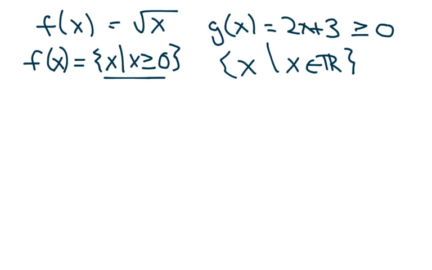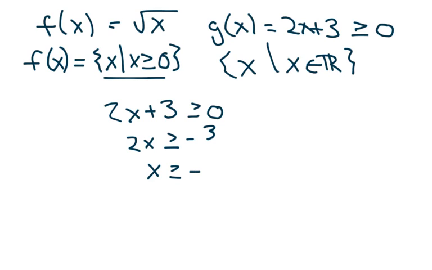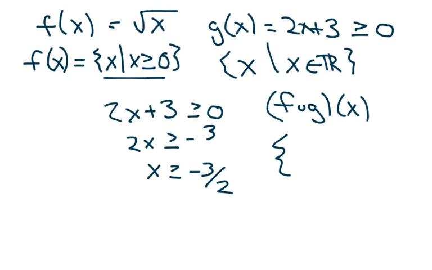So what we're going to do is solve 2x plus 3 is greater than or equal to 0. So 2x is greater than or equal to negative 3. So x is bigger than or equal to negative 3 over 2. So that means that our domain for f of g is x, but x must be bigger than or equal to negative 3 over 2. And this was 25.